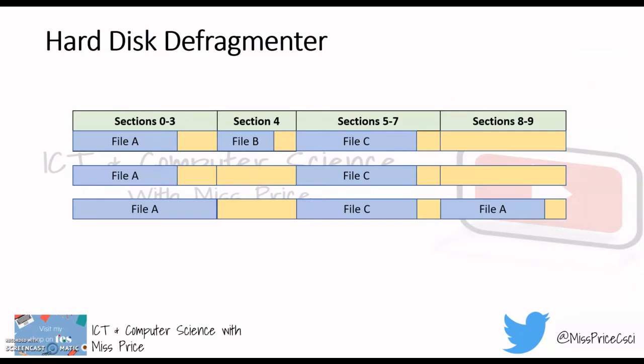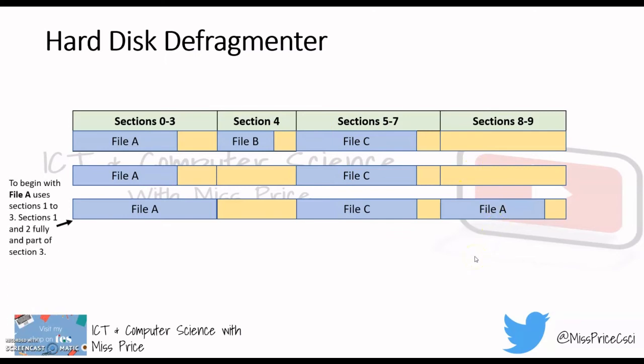As you can see, here's an example. Let's take a look here. You've got sections 0 to 3, section 4, sections 5 to 7, and then sections 8 and 9. Let's look at the files. You've got file A here in sections 0 to 3. Then in section 4, there's file B. Here in 5 to 7 we've got file C. And then over here in 8 and 9, there's file A.